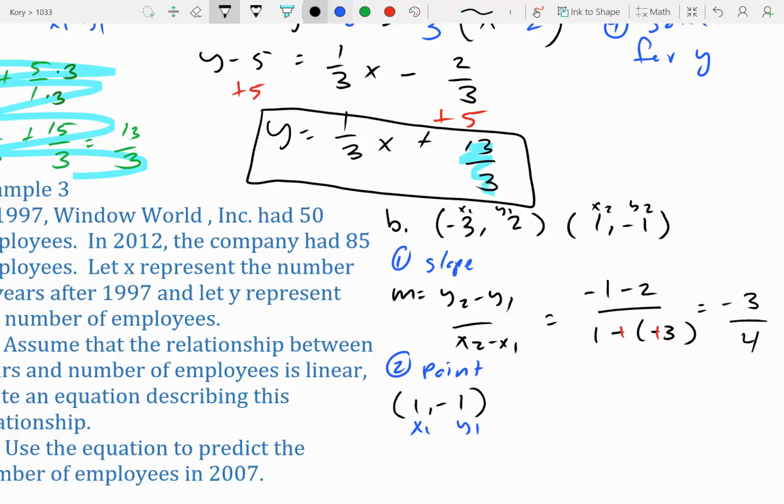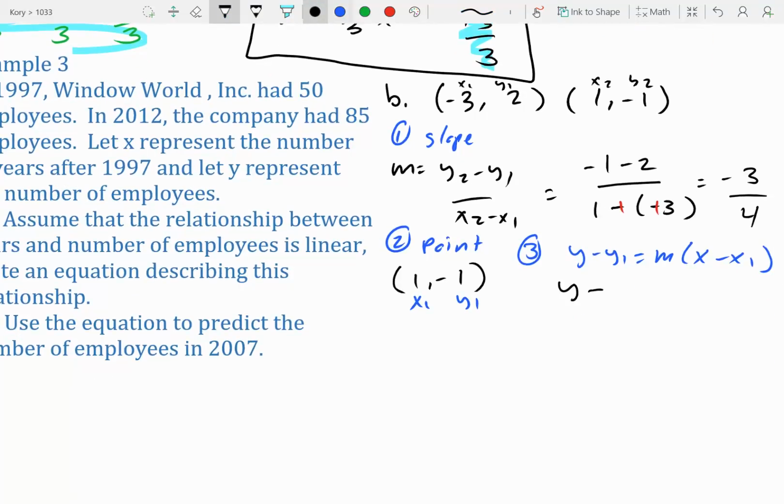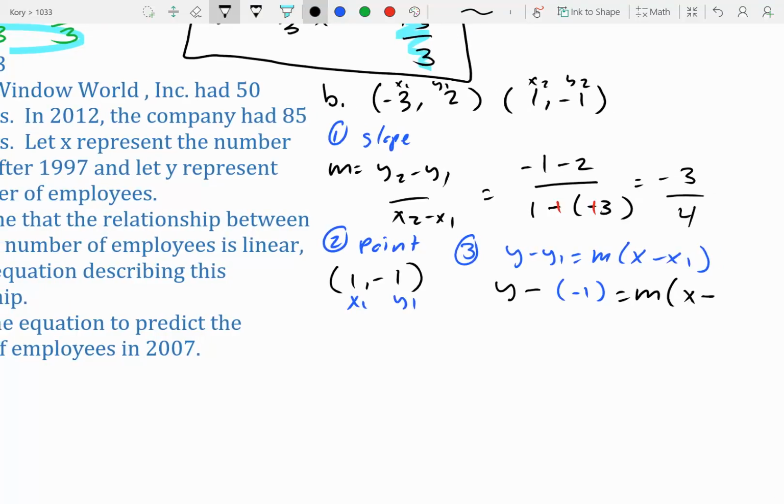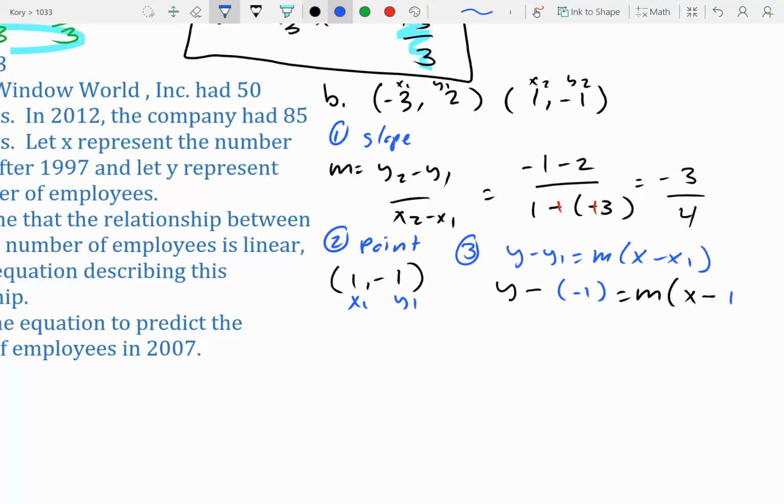Our third step is to use point slope form, which is y minus y1 equals m times x minus x1. So we have y minus y1, which is negative 1, equals m times x minus x1, which is 1. Oops, didn't put the m in. We have our m of negative 3 over 4. Now we need to solve for y. That's our fourth step.